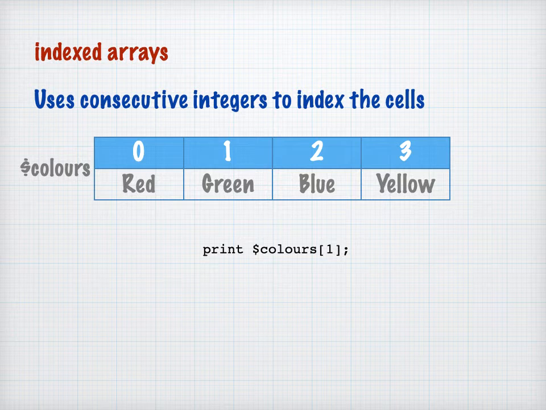Often in computing we start our numbering from zero. So we use that square bracket notation, and if we want to print out the second box along, in other words the box that has the index of 1, we go print $colors, and then inside square brackets we put the number we're particularly interested in, which is 1. If we run that, it will print out green.